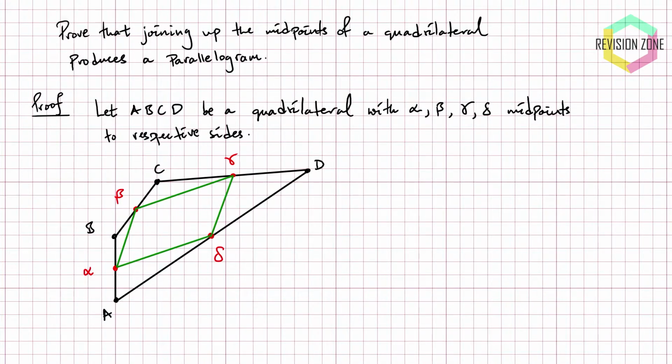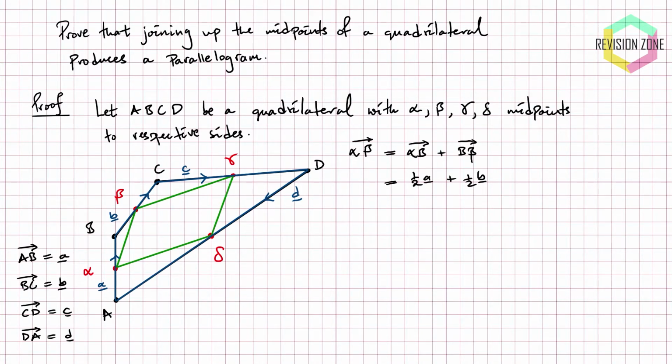And we're going to introduce vectors. So we are going to define the side AB as the vector A, the side BC as the vector B, the side CD as the vector C, and the side DA as the vector D. So now we want to write alpha beta, beta gamma, gamma delta, delta alpha in terms of A, B, C, D. Okay, so let's do this one at a time.